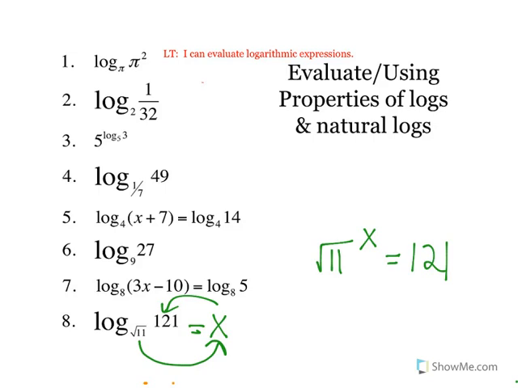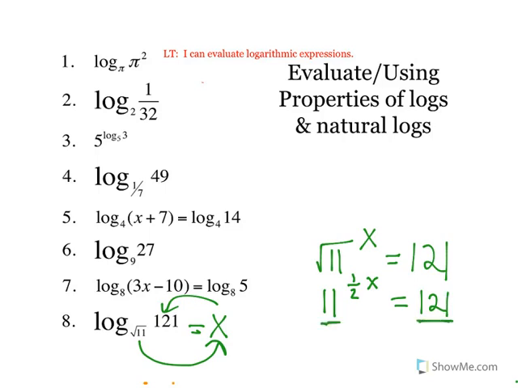And the only way that I can do that is by saying the square root of 11 is the same thing as 11 raised to the 1/2 power. But don't forget, you still have an x up there. That is the whole purpose of this problem. I'm looking for that missing piece. I can rewrite the square root of 11 to the x power as 11 to the 1/2 power, times x in that power, equals 121.